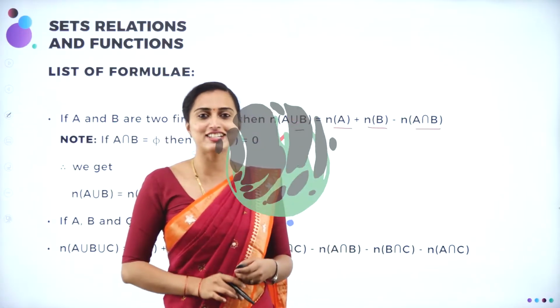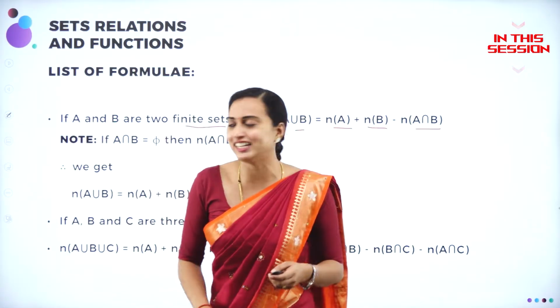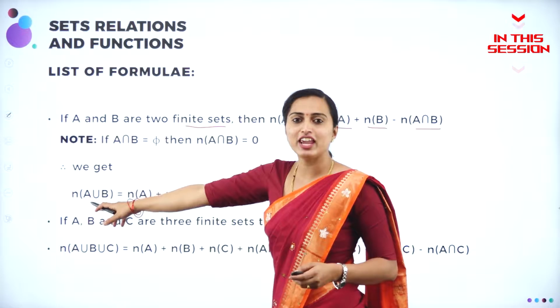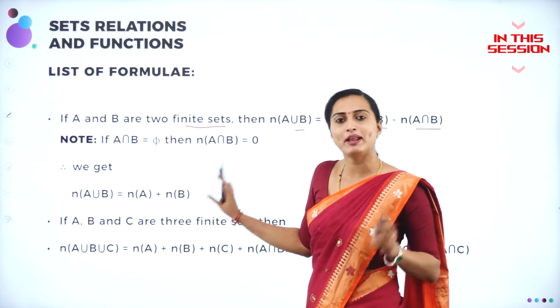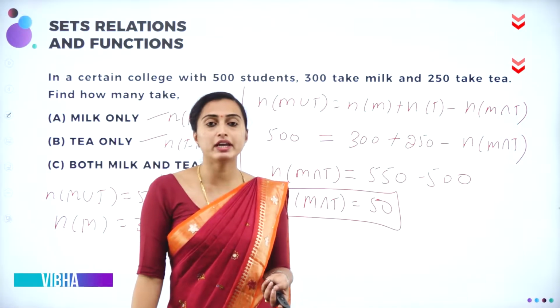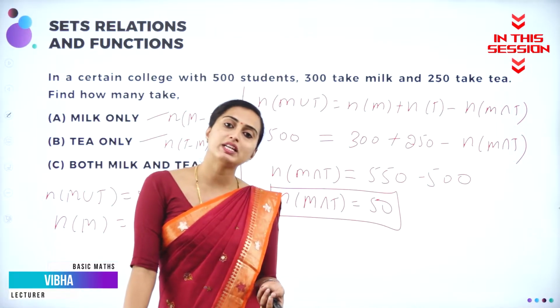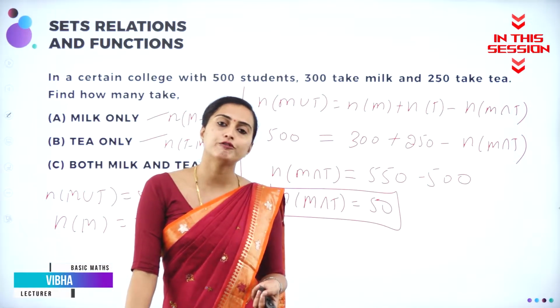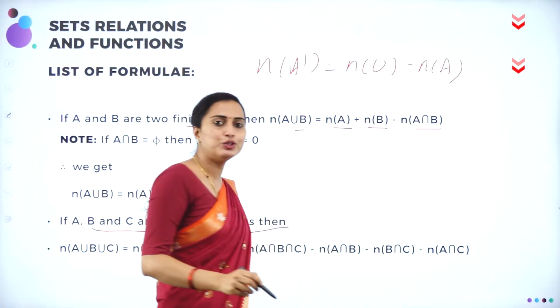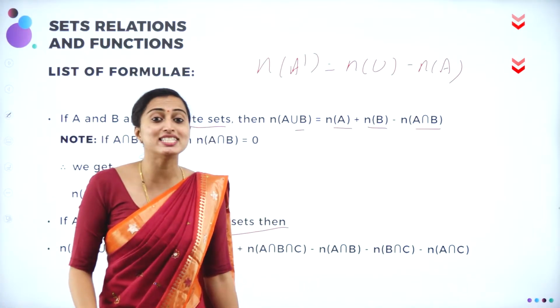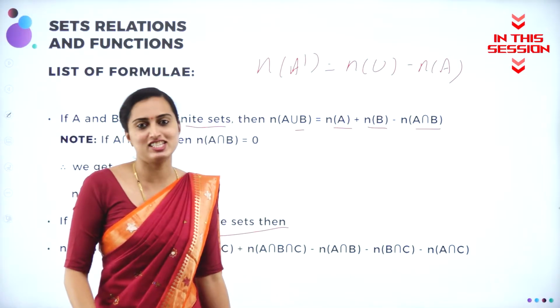If n of A intersection B is 0, that means the empty set, you are going to have n of A union B equal to n of A plus n of B. N of A minus B is n of A minus n of A intersection B. N of B minus A is nothing but n of B minus n of A intersection B. What is U? U is nothing but the universal set. What is A? A is nothing but the given set.